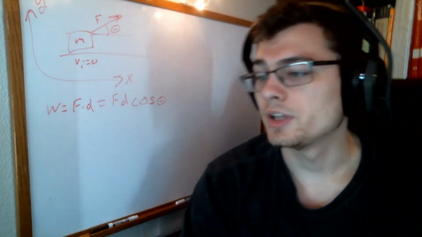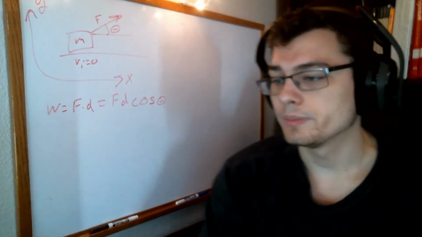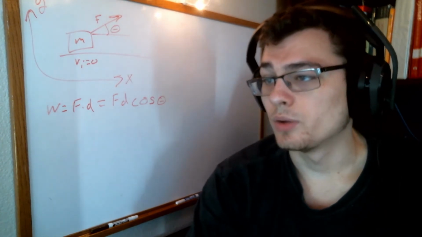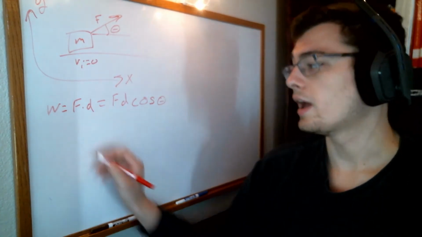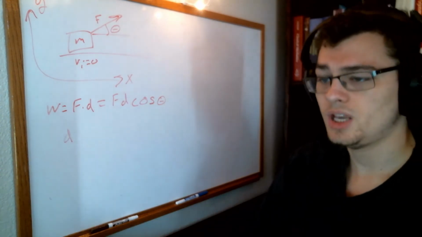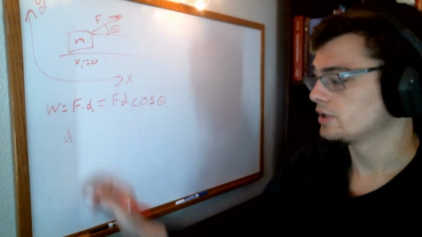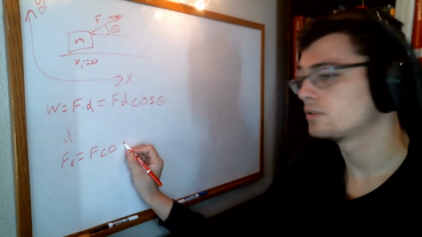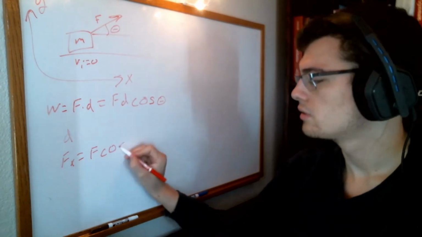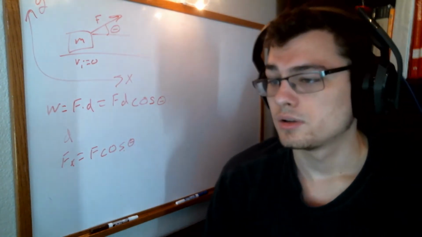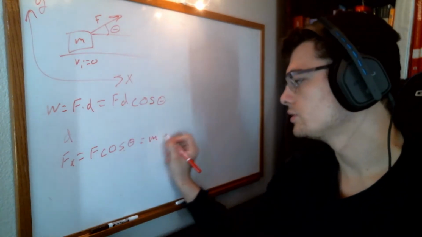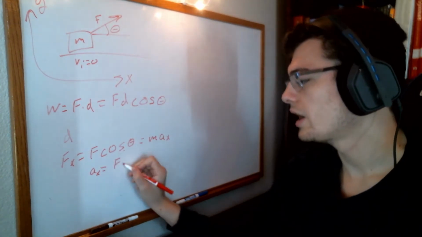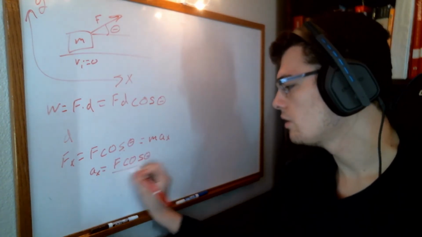And so next up, they just have you using this formula and plugging in numbers. So just plug in your numbers. Next, they want us to find the speed of the box at a distance d. If the surface is frictionless, we know that Fx is going to be equal to F cosine theta, and that this is also going to be equal to m ax. So then ax is going to be equal to F cosine theta over m.